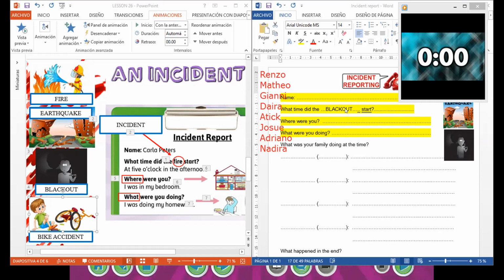What time did the fire start? ¿A qué horas? Ya, si has puesto blackout, tienes que responder. ¿A qué hora has puesto que inicia? What time? Look at the example in your book. You have the example in your book.